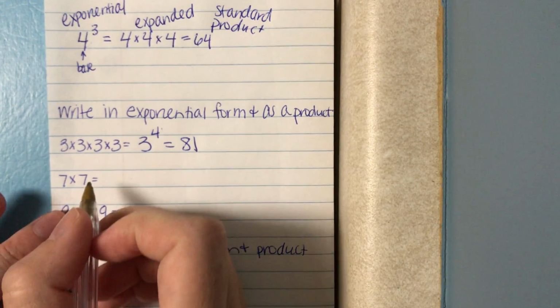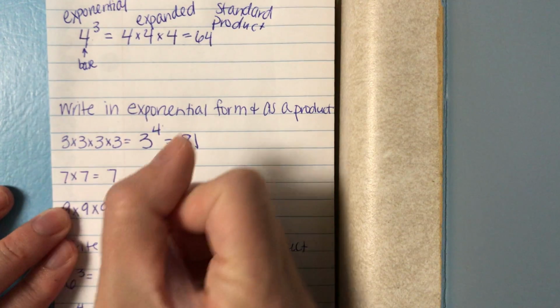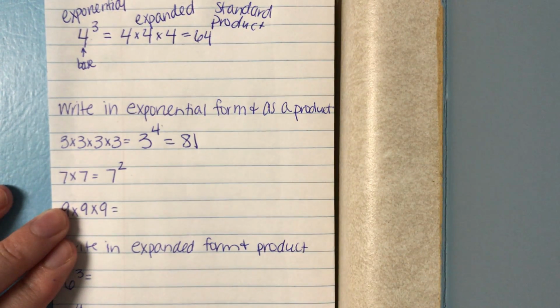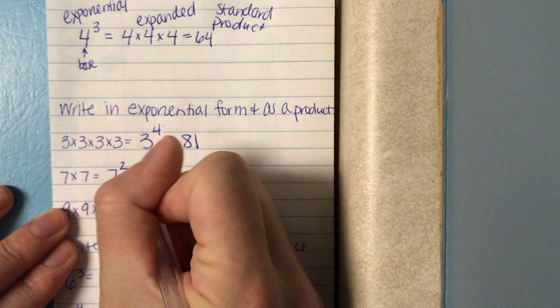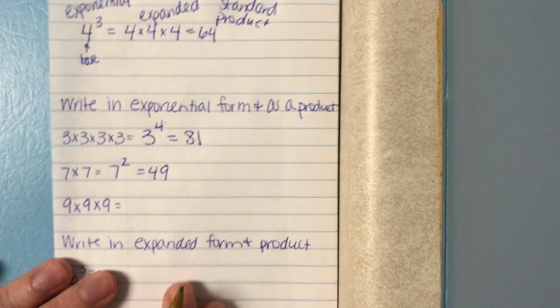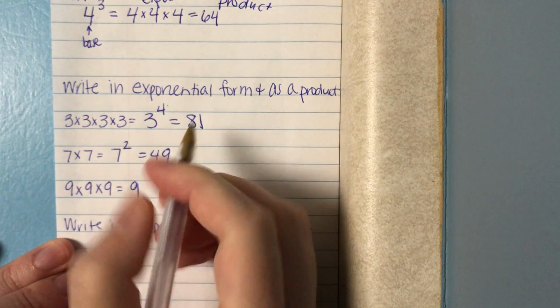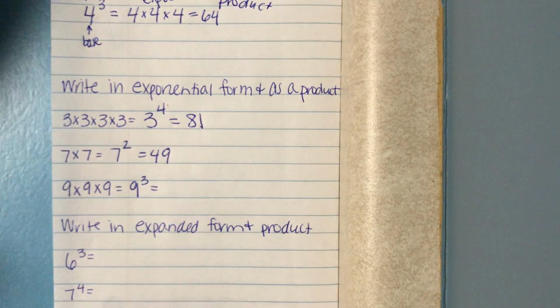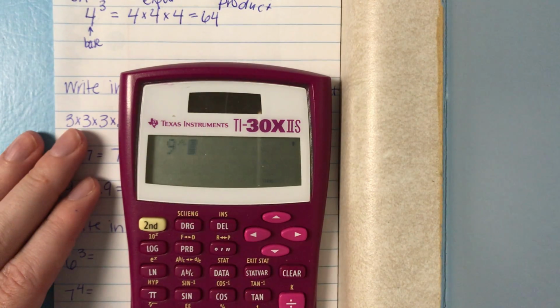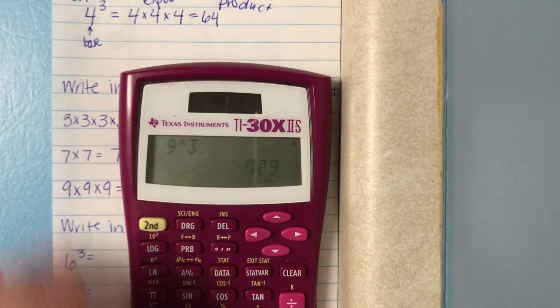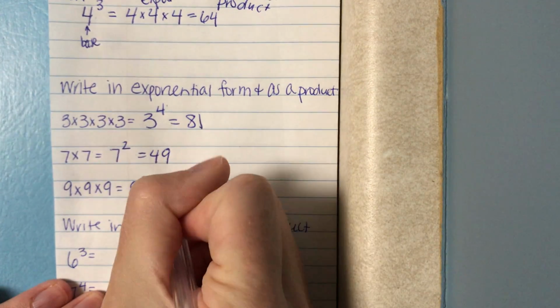Okay, next one. So I have 7, and there's 2 of them, so 7 to the 2nd power. That's like 7 times 7, so we should get 49. Next one, my base is 9, and I have 3 of them, so 9 to the 3rd power. And that's going to give me 729.